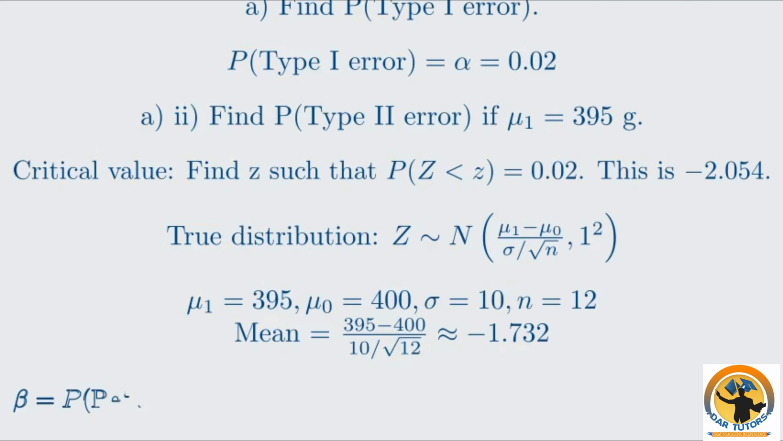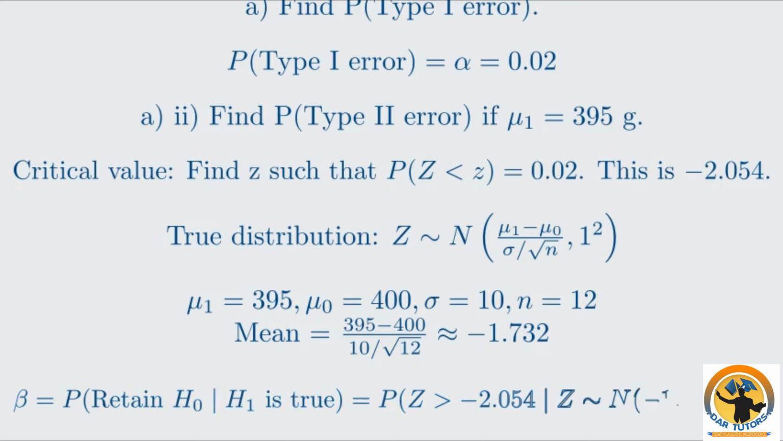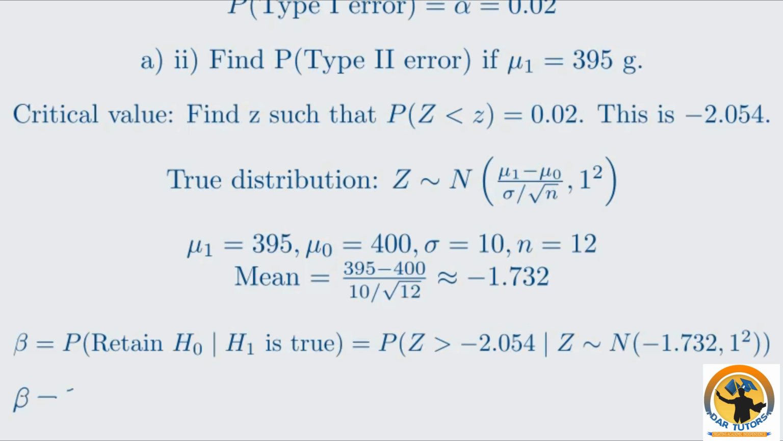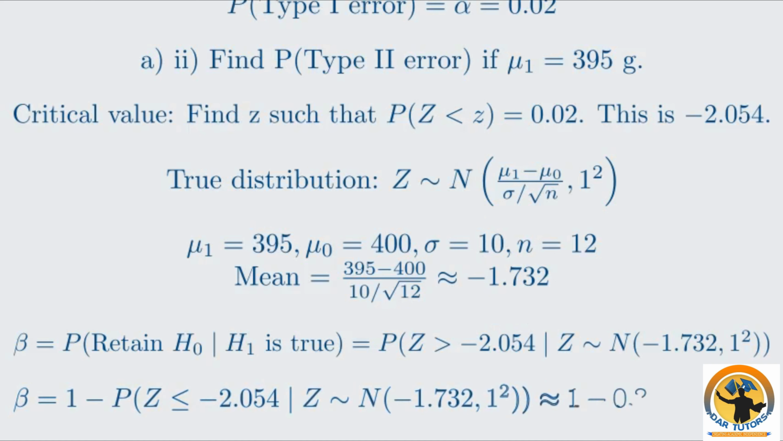Finally, we calculate beta. Beta is the probability of retaining H0, which means the z-score is greater than the critical value given the true distribution. We want to find P(Z greater than negative 2.054), where Z comes from our true normal distribution with mean negative 1.7321. We can use a calculator for this, which gives us approximately 0.626. So there is a 62.6% chance of making a type 2 error in this scenario.